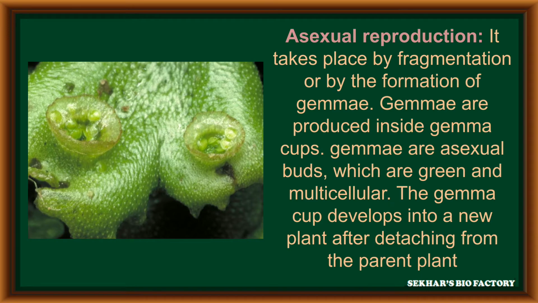During reproduction, asexual reproduction takes place with the help of either fragmentation or formation of gemmae. Gemmae are produced inside a small cup-like structure called the gemma cup. During asexual reproduction, small buds which are green in color with many cells develop inside the gemma cup. When they are released to the outside, they can produce a new young plant.